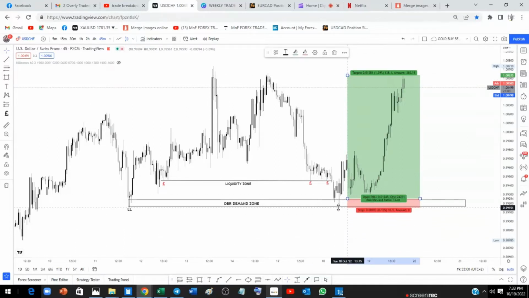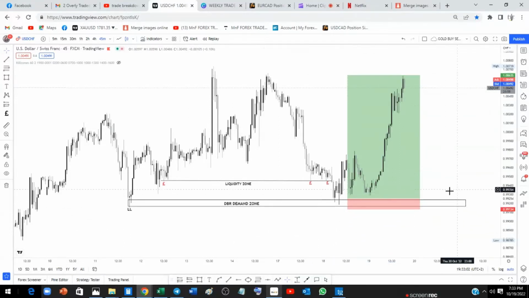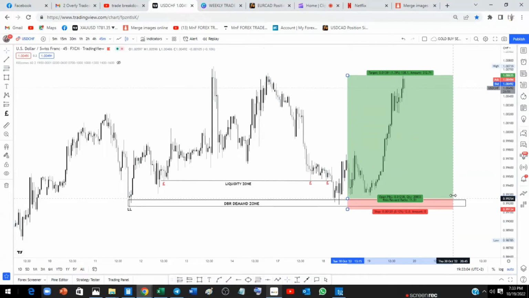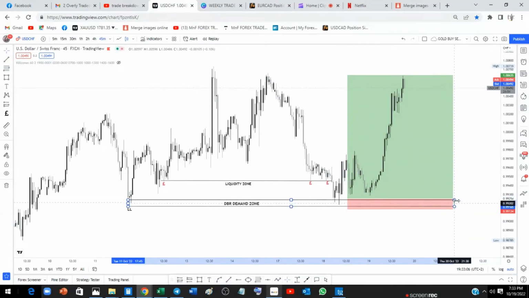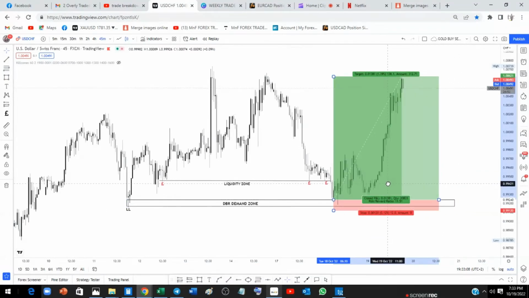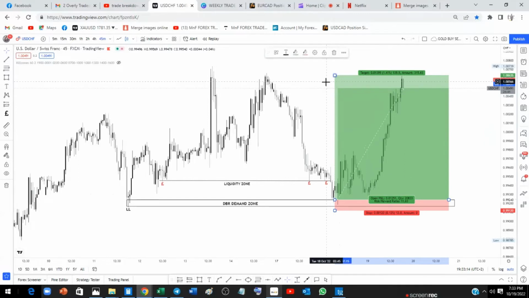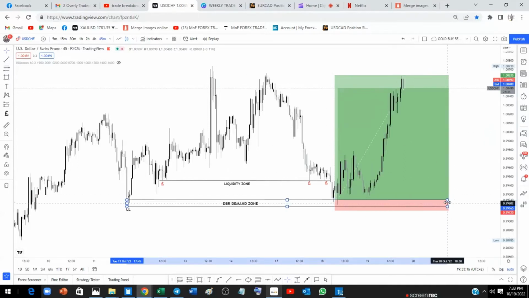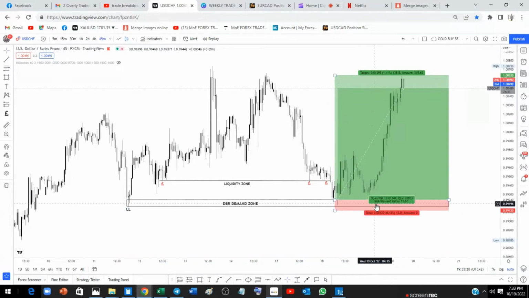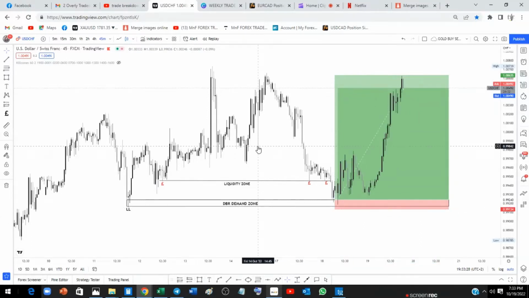And then my stop loss just a few pips below the lower low. And that's how I get my sniper entries, right? That's how I get my sniper entries like that. Yeah, it was a beautiful trade. It was a 1 to 14 risk to reward ratio. It was an amazing trade, right?